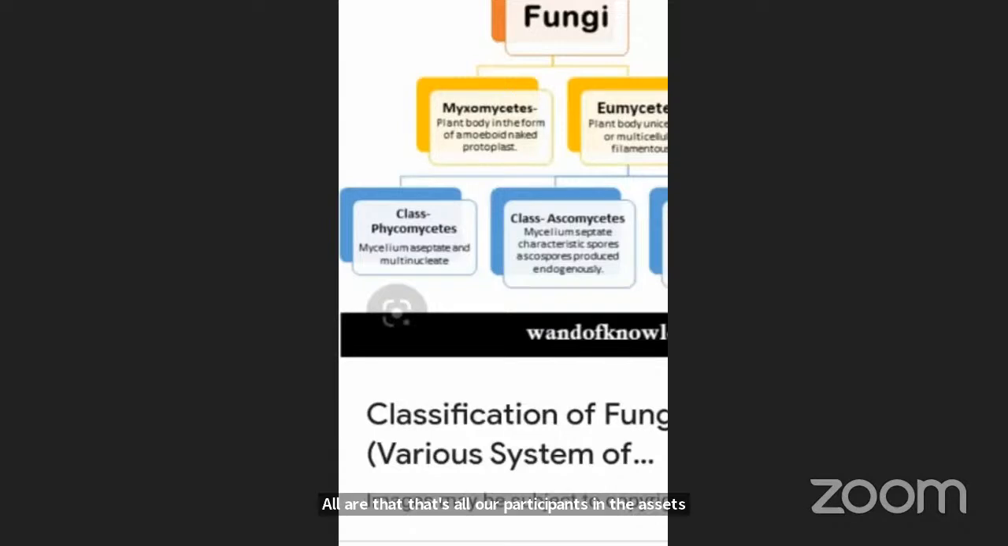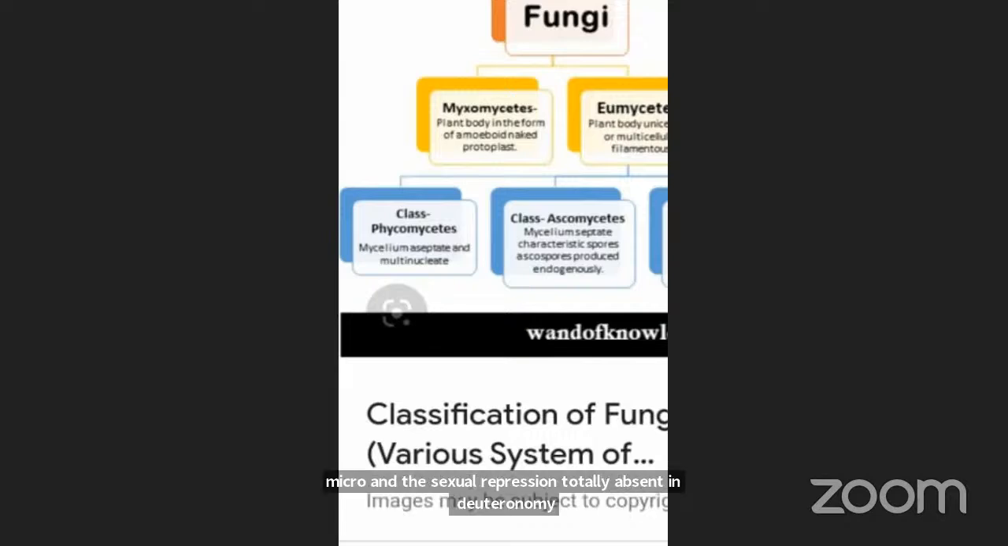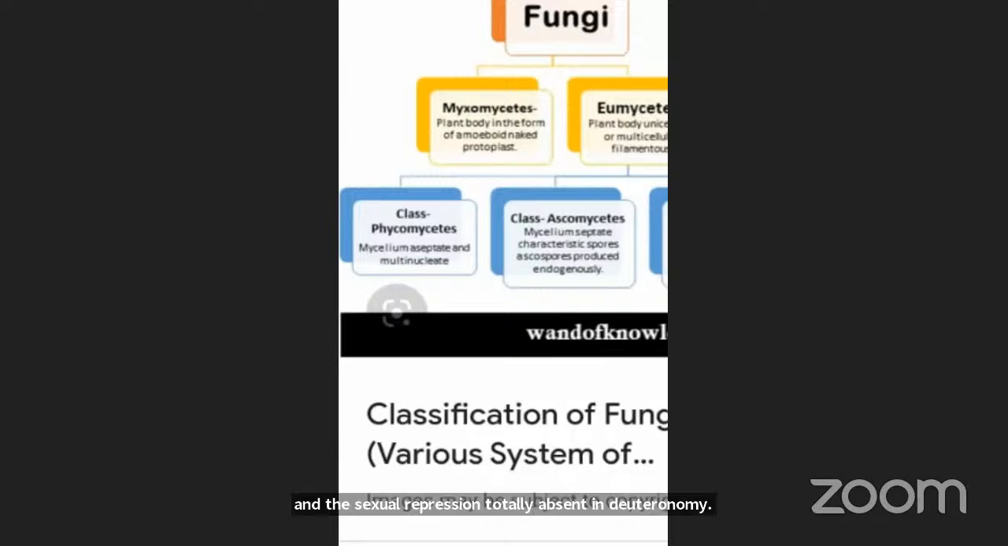Sexual reproduction is mainly plasmogamy. Then planogametic copulation, gametangial contact. The next one is gametangial copulation. Spermatization is a very high type of reproduction. Next one, somatogamy, which you can also see in the Basidiomycota. Sexual reproduction is totally absent in Deuteromycotina members, which are also called imperfect fungi.